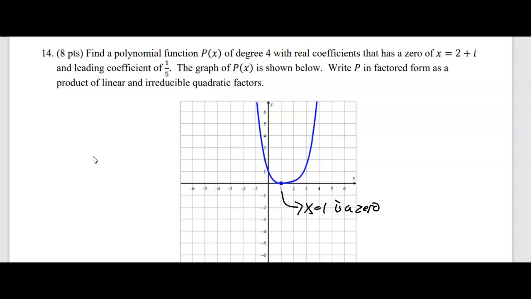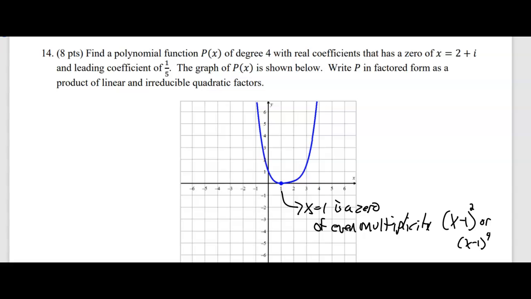And because it touches, not crosses, it's of even multiplicity. So that means it's either an x minus 1 squared, or maybe it's an x minus 1 to the 4th or to the 6th. It's one of those in the polynomial.